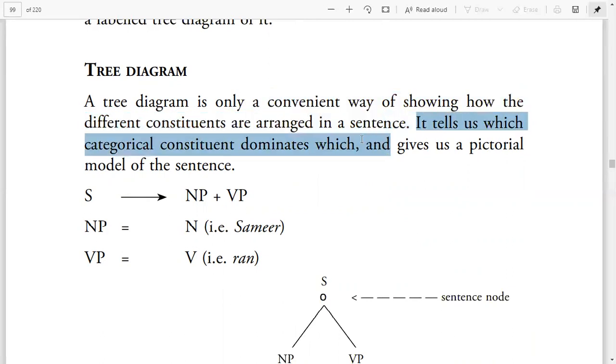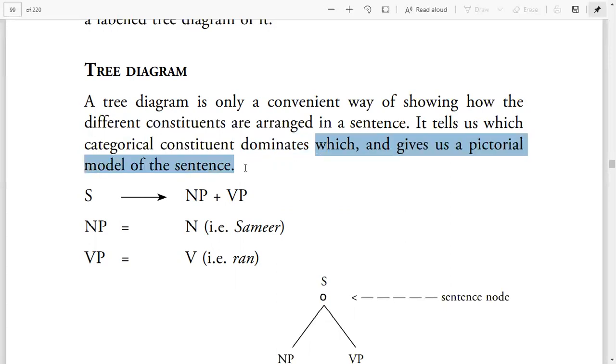It tells us which categorical constituent dominates, right? And it also tells us about the domination, or the role of a single constituent in the sentence, that which constituent rules in the sentence. The third thing about this tree diagram is that it gives us a pictorial model of a sentence: we convert or transform a sentence from a linear or verbal or theoretical position to a diagrammatical or pictorial model.